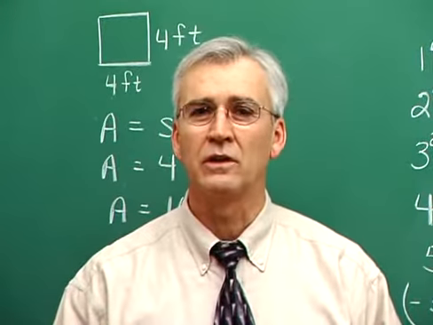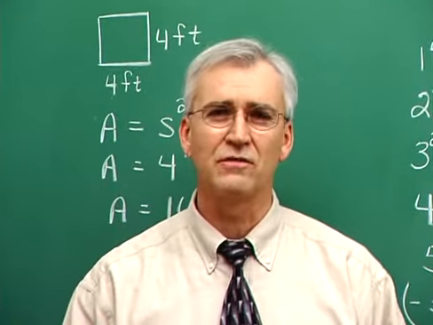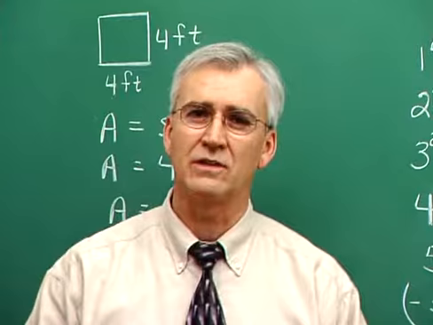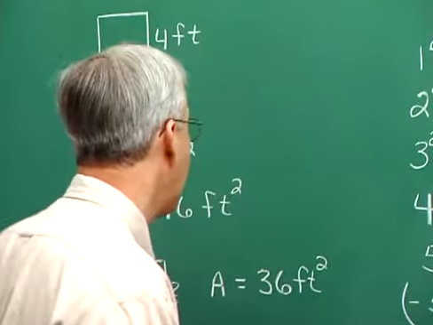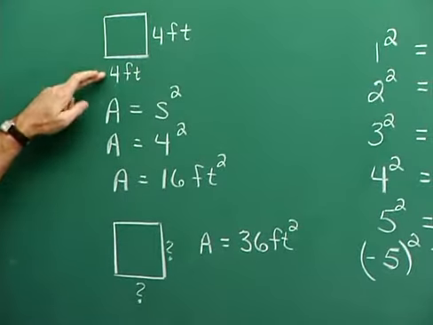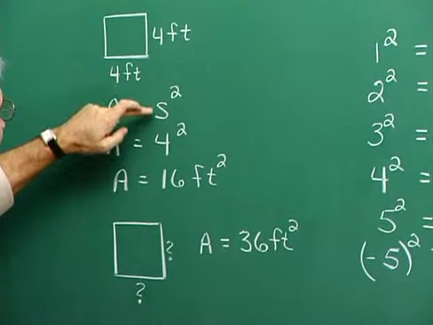In this section, we'll talk about a technique which will allow us to reverse the process of squaring. Sometimes we need to undo that squaring process, and let me show you a circumstance that might involve that idea. If we have a square that's 4 feet on a side, we know that to find the area, we use the area formula, and we replace s with 4.